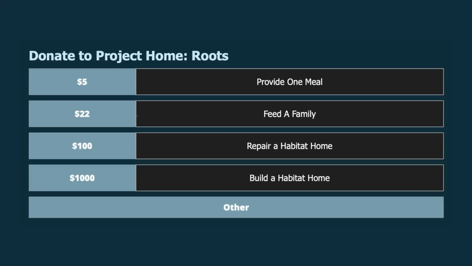So in this example, this was probably a Habitat for Humanity form right here. And you can see that the $1,000 amount has been paired with building a Habitat home, $100 with repairing a home. So as a donor, if I was to give $100, I would feel like I knew where my money was going, which is going to be very valuable in the long run.